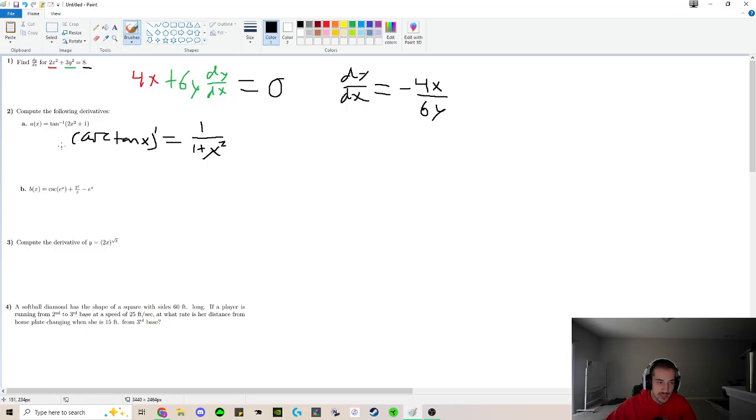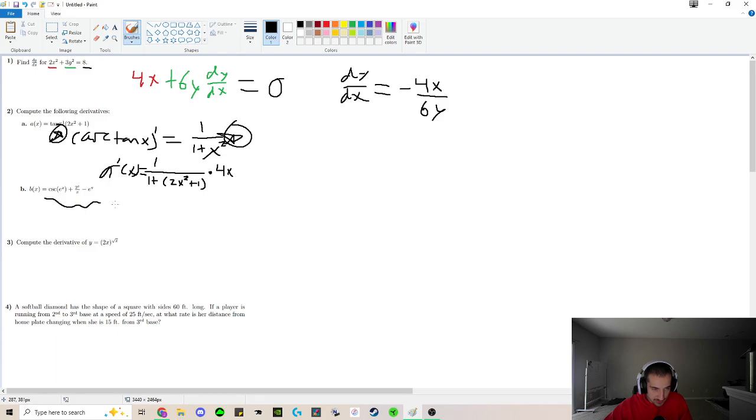So using this, we're going to find that a prime of x, remember a of x is just this guy here, is going to be 1 over 1 plus 2x squared plus 1, right? But then we have chain rule. So what's the derivative of the inside? It's just going to be 4x, right? And this would be our answer here.